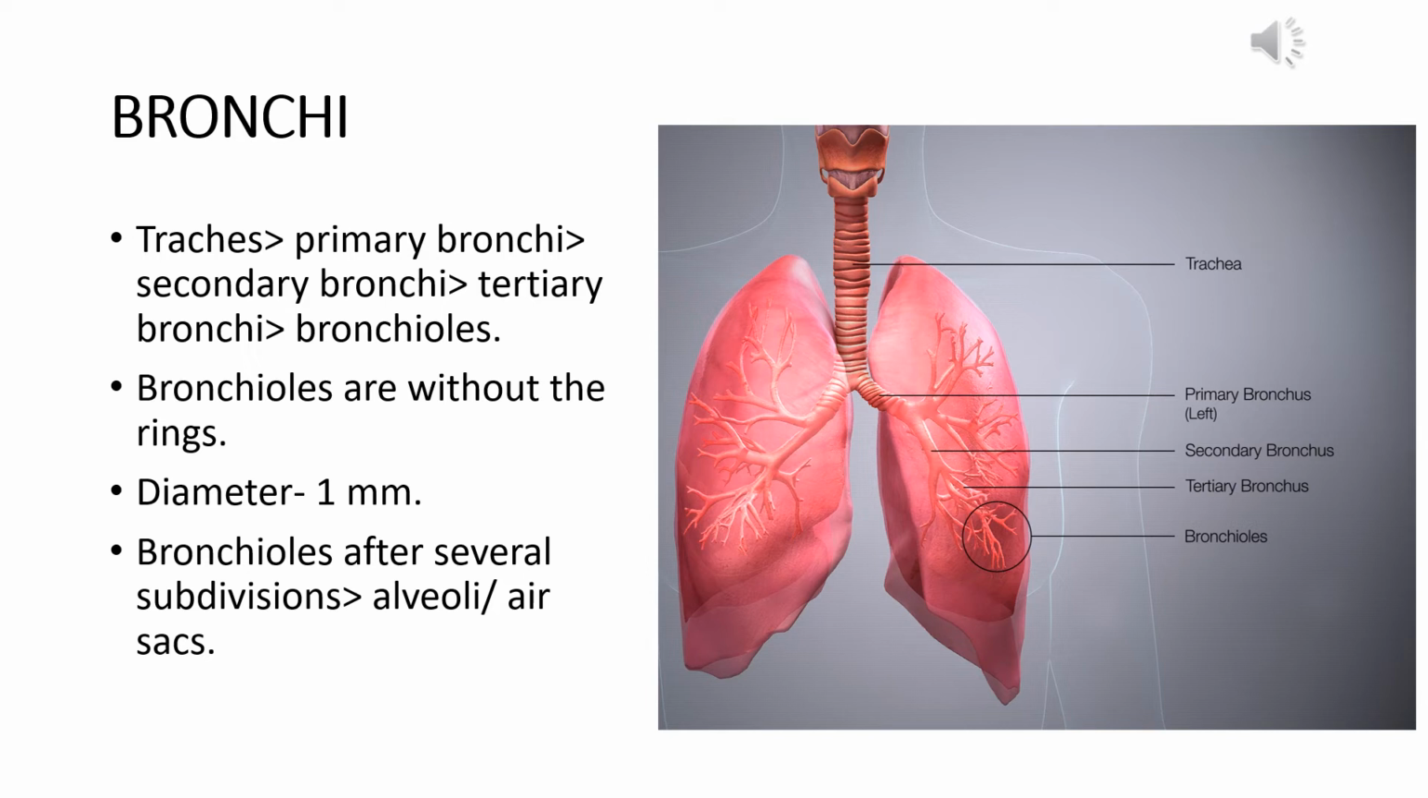Bronchioles are the structures that are without the cartilaginous rings. Up to the tertiary bronchi we have the cartilaginous rings that provide flexibility to the tube and keep the walls distended. The bronchioles are such fine structures that the diameter is just 1 millimeter, and after several subdivisions they give rise to the alveoli or the air sacs, which are the end point of the respiratory system and where the main exchange of gas takes place.